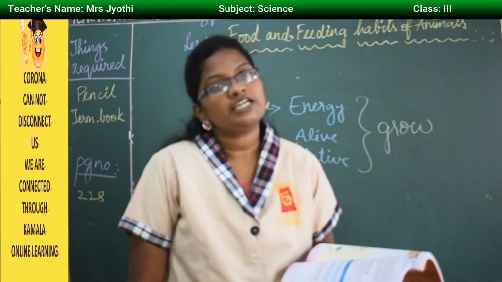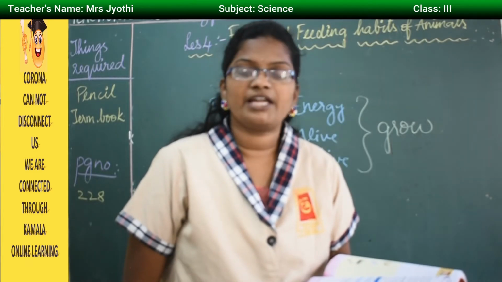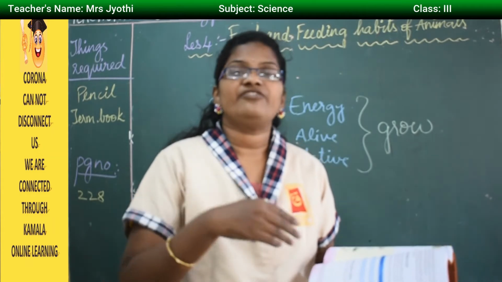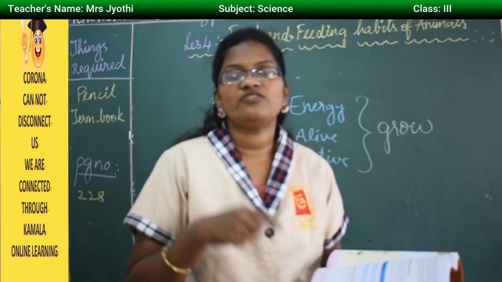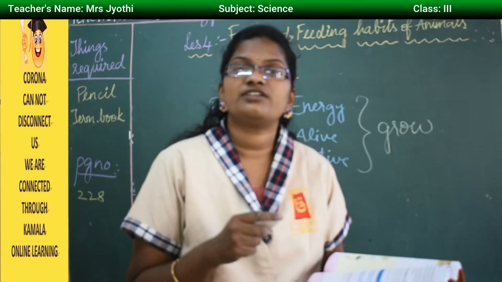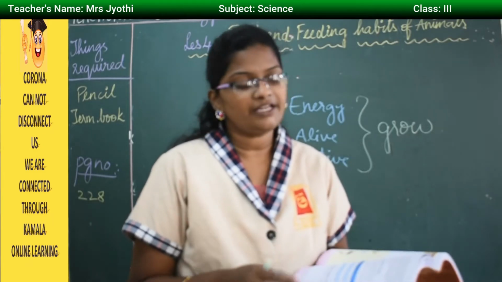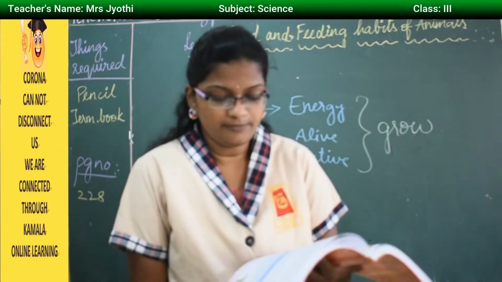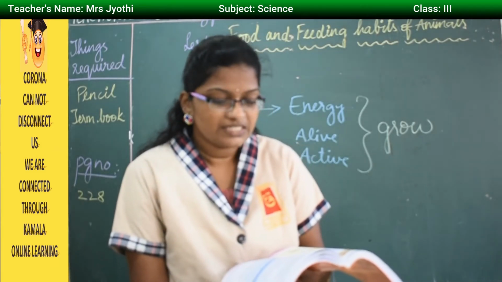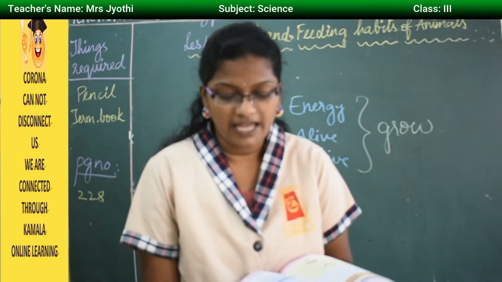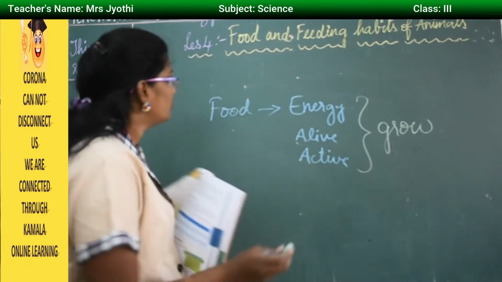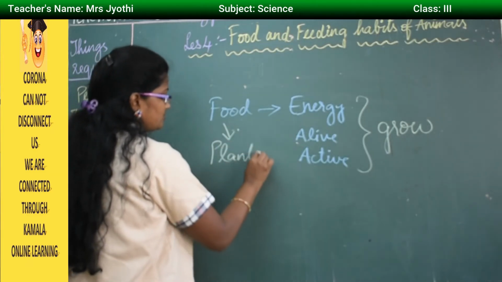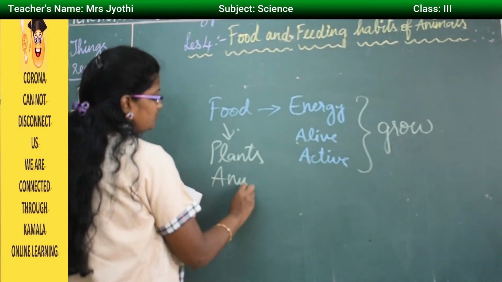Like, daily we eat eggs, which come from animals. We drink milk, which comes from animals. And weekly twice or thrice we eat non-veg; that flesh comes from animals. So food comes from animals and plants.